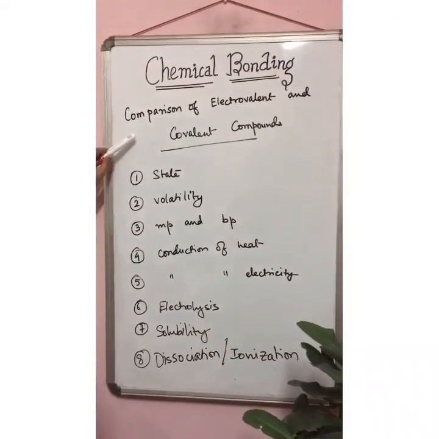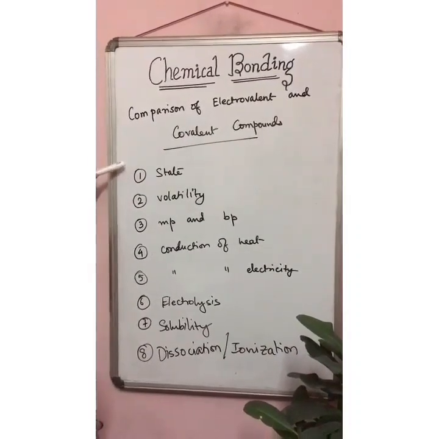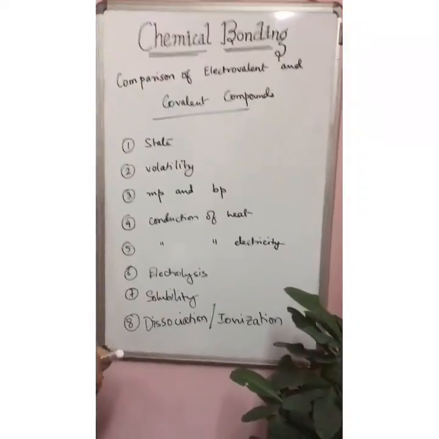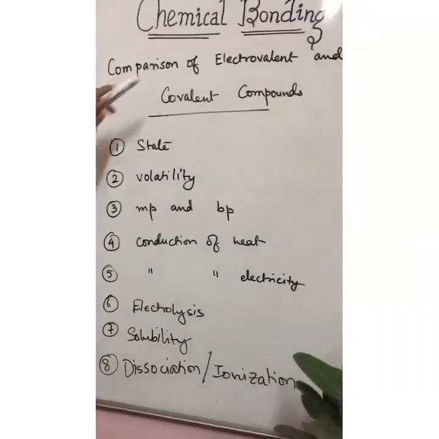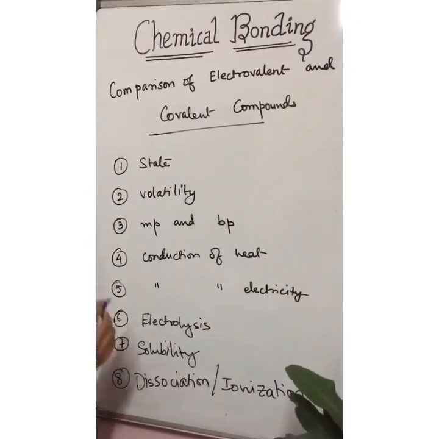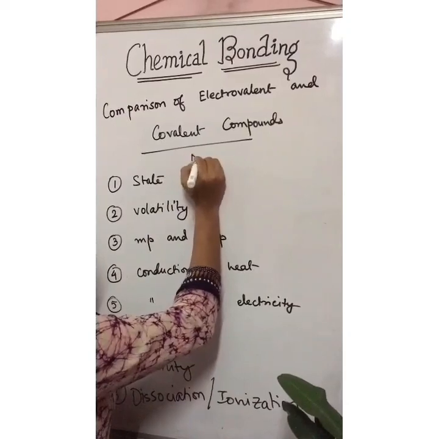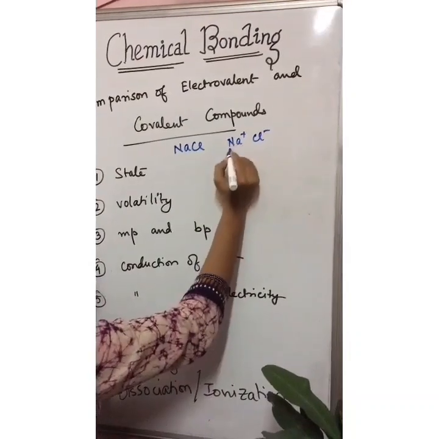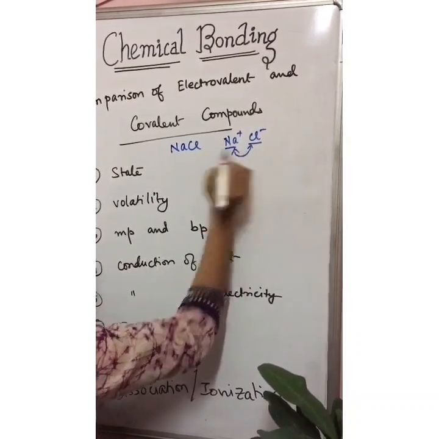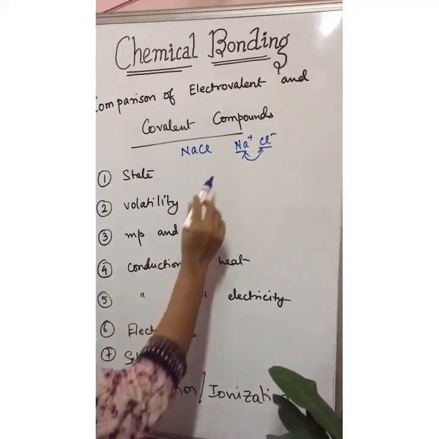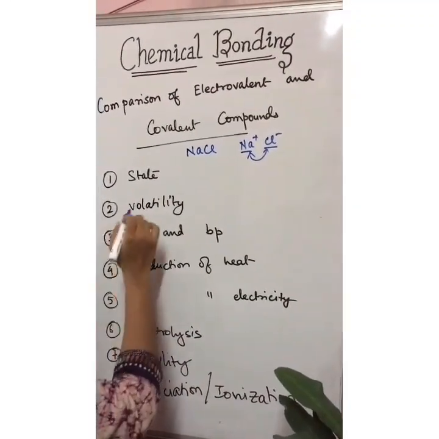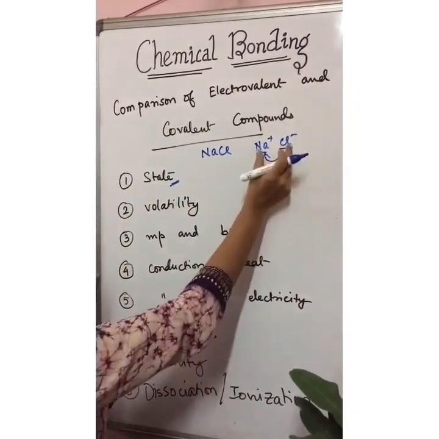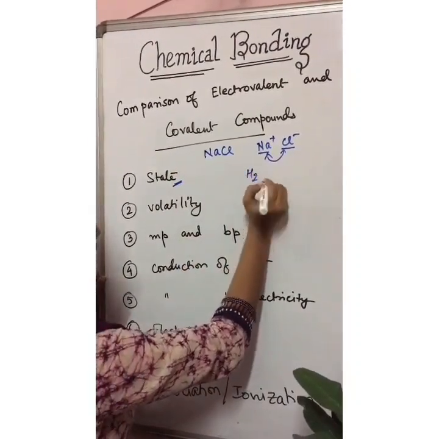Next we see the comparison between electrovalent and covalent compounds. These are the points which we use to differentiate between the two. Number 1 is state, like whether it is solid, liquid or gas. Okay, electrovalent compounds are generally solids. Why are they solids? Because suppose let us consider the electrovalent compound NaCl. NaCl exists as Na plus Cl minus. We know there is a strong electrostatic force of attraction between the ions. So because of this strong electrostatic force of attraction, they exist as solids only, because solid is closely packed, so they can come very close to each other. But let us consider the hydrogen molecule.